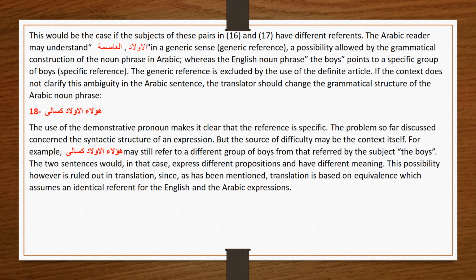The problems so far discussed concern the syntactic structure of an expression, but the source of difficulty may be the context itself. For example, هؤلاء الأولاد كسالى may still refer to a different group of boys from the one referred to by the subject, the boys. The two sentences in that case express different propositions and have different meanings. This possibility, however, is ruled out in translation since, as has been mentioned, translation is based on equivalence, which assumes an identical referent for the English and Arabic expressions. Okay, let's move.